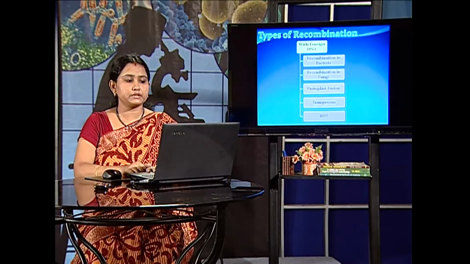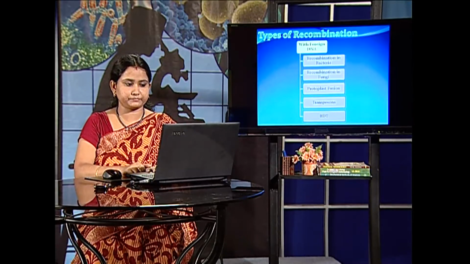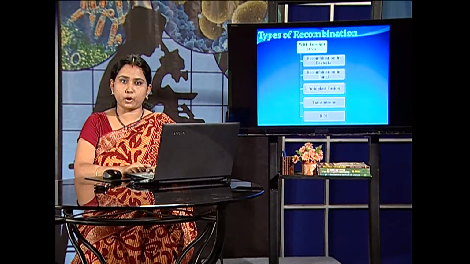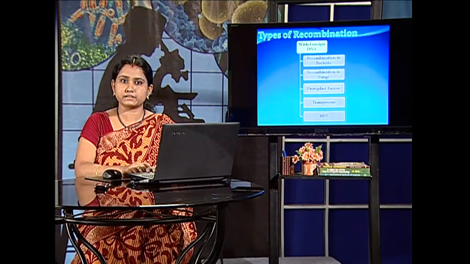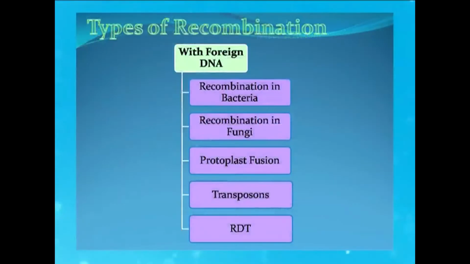Next we come to types of recombination. There are various types of recombination, and recombination is a process by which a DNA is inserted into an organism. These are the types of recombination: recombination in bacteria, recombination in fungi, protoplast fusion, transposons, and recombination by the use of recombinant DNA technology, which is in short known as rDT.